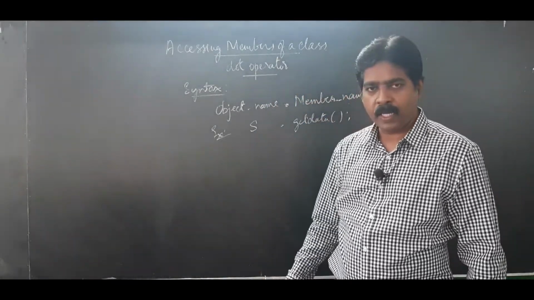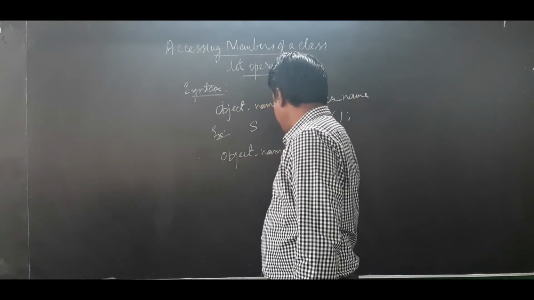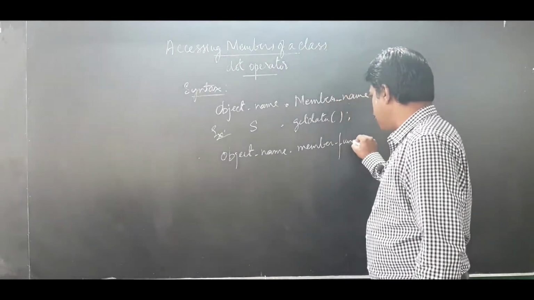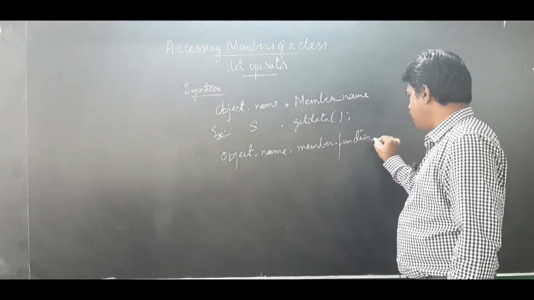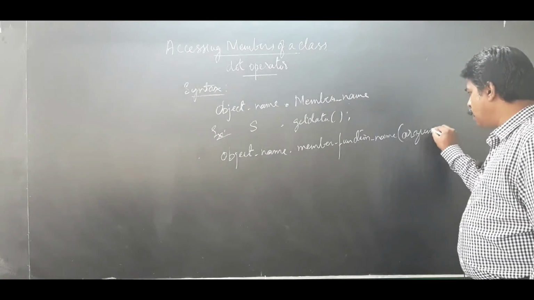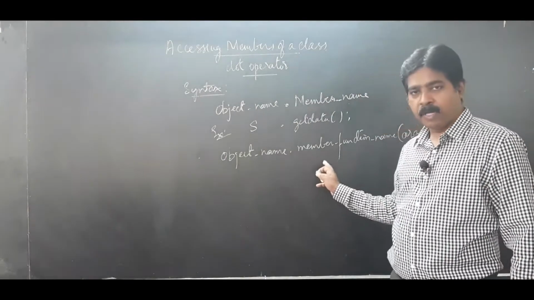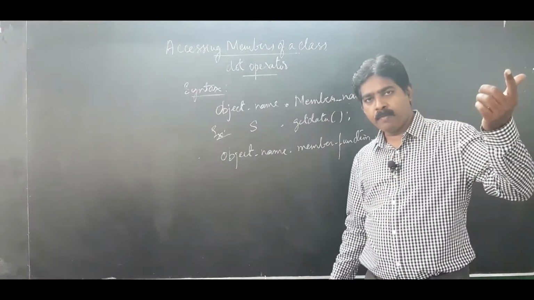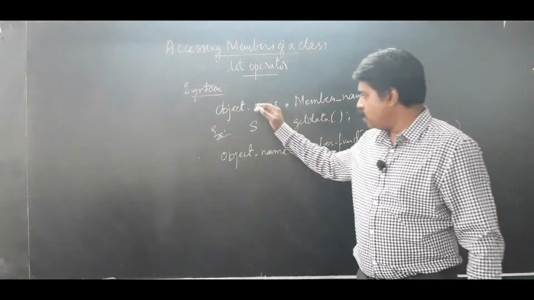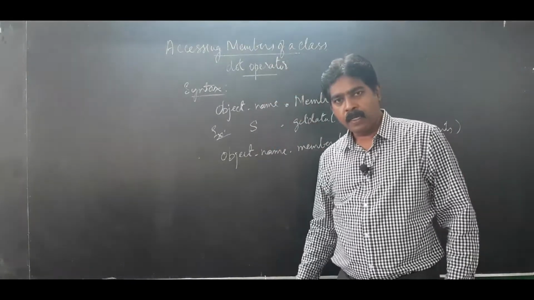So one more syntax we have, object underscore name. Then normally we are going to use the member function. In this case of syntax, member function name, function brackets, and then arguments. The arguments which we will be using while accessing the members, because when we make a function call, we will be passing on the arguments. So these two will be the syntax for accessing members of a class.